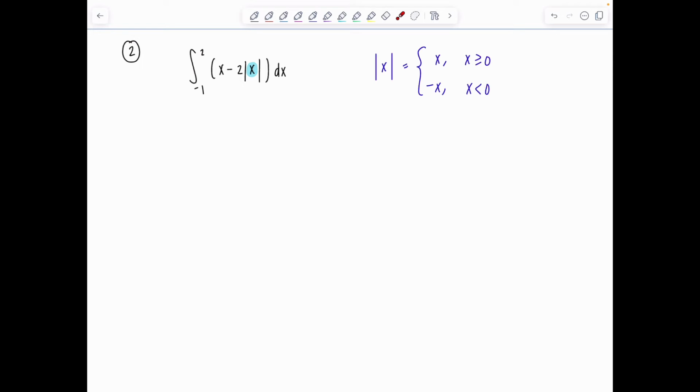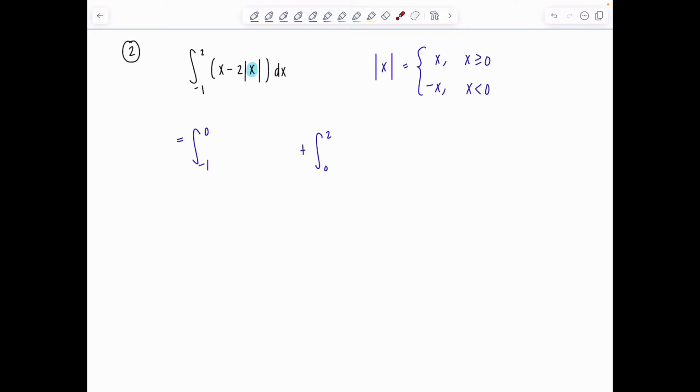Is that relevant? Look at your limits of integration. It goes from negative 1 to 2. Yep, 0's in between negative 1 and 2, so we have to split this up. If the integral went from 0 to 2 only, then I would just use this part and move on with my life, right? You wouldn't need to split it into 2. So here we go. We're going to go negative 1 to 0 plus 0 to 2.